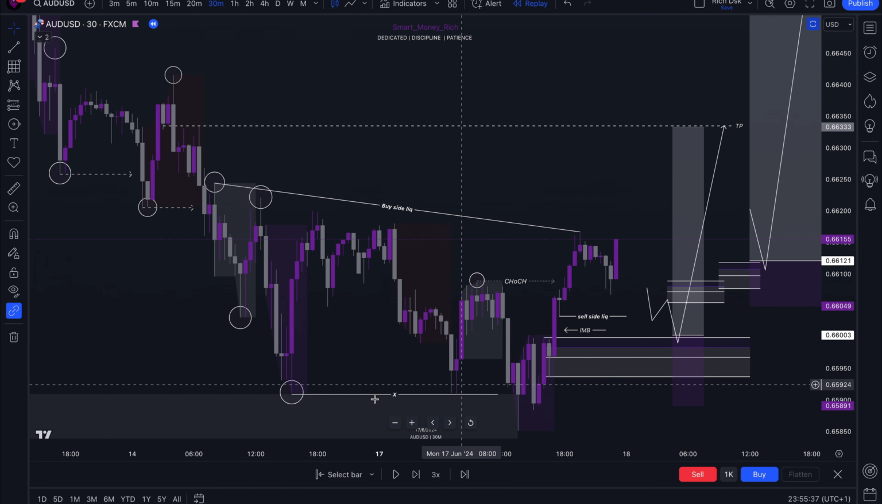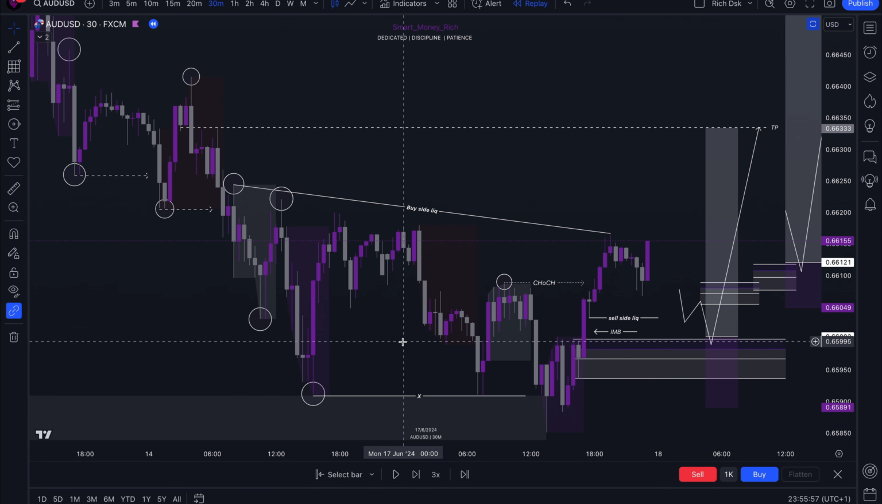This high created an equal low. It did not break this low. That's why I did not see it as a high. A high must break the low. A low must break the high. For you to call a high, it has to lead to a break of structure to the downside. And for a low to be a low, it has to break structure as well to the upside, right?